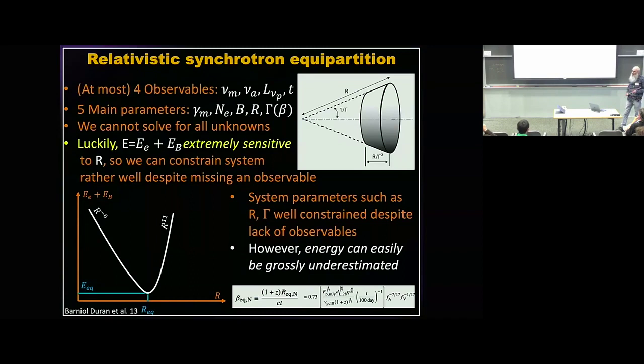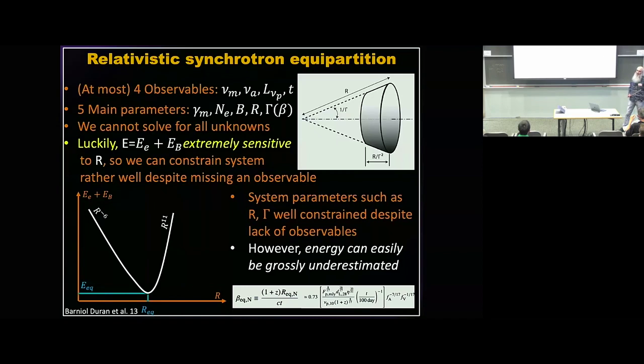So equipartition analysis is the idea that we see a radio synchrotron source, and we're trying to infer the properties of the emitting region. And the basic problem here is that we have at most 4 observables: the frequency associated with the minimum Lorentz factor electrons, the self-absorption frequency, the peak luminosity, and perhaps the time since the launch of the blast wave. But we're trying to infer at least 5 parameters. So we are missing observables to actually fully solve the system.